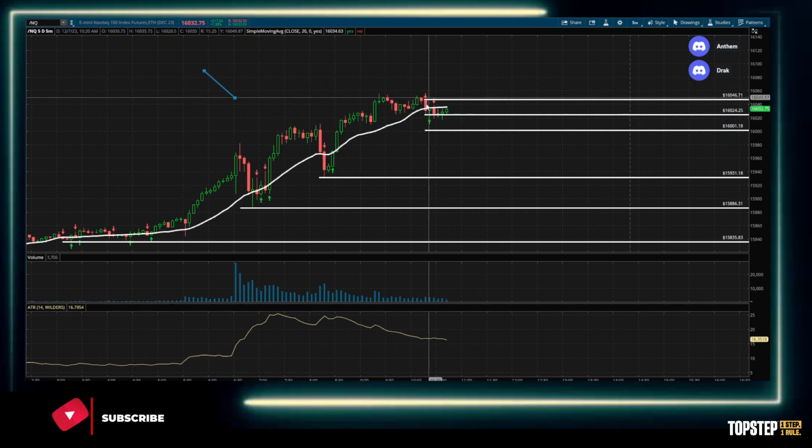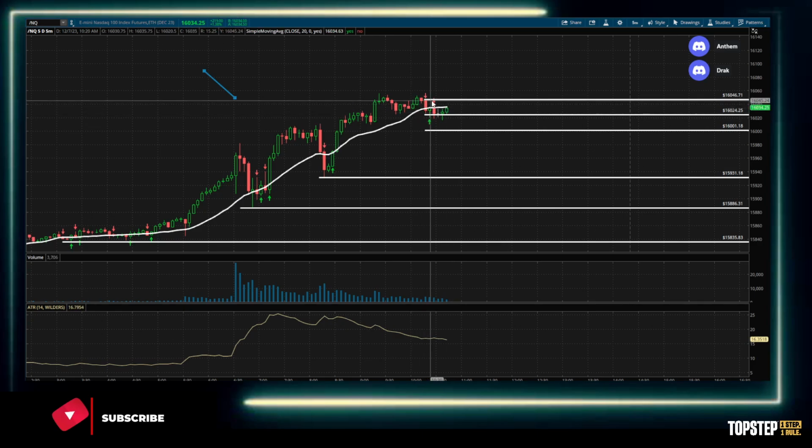When I took off to get my coffee this morning, I let the guys know if we do lose this price of 15,931, maybe we can look for that short position. That never came. We continue to follow the trend here to the upside. Pulled back a little bit into the 20, popped, put in a new high, pulled back into the 20, popped, put in a lower high now.